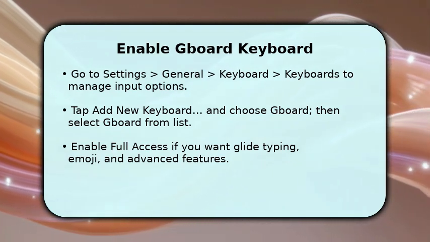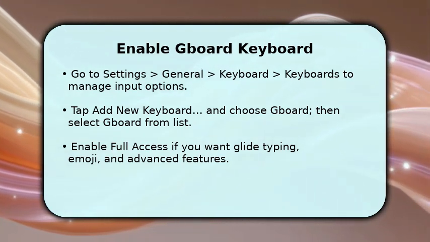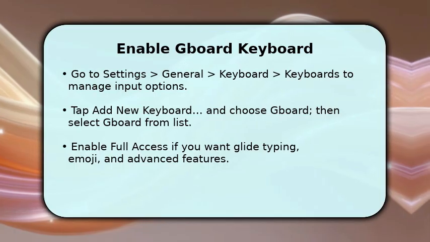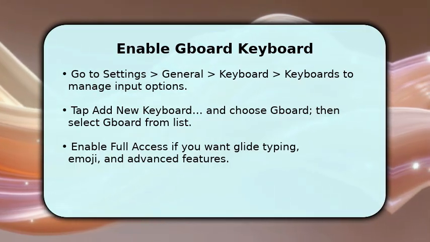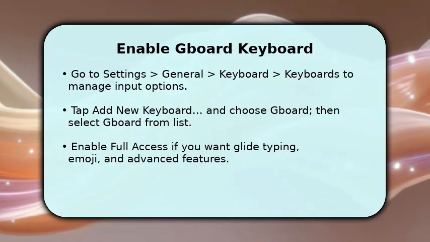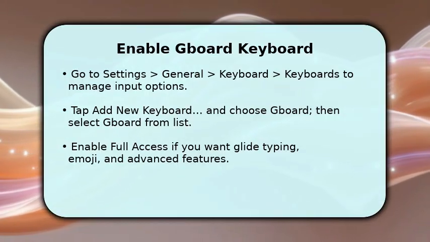Go to Settings, then General, then Keyboard, and tap Keyboards to view what's installed. Tap Add New Keyboard, find Gboard under Third-Party Keyboards and select it. That places Gboard in your keyboard list.